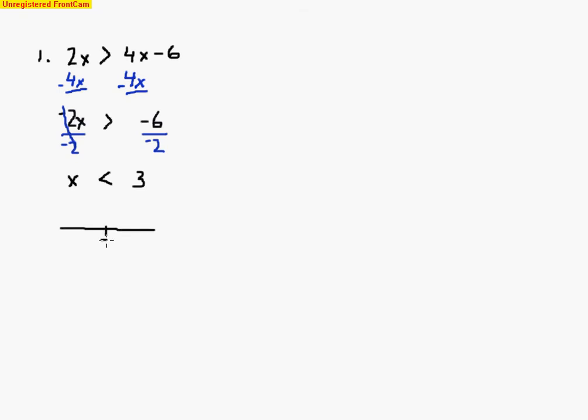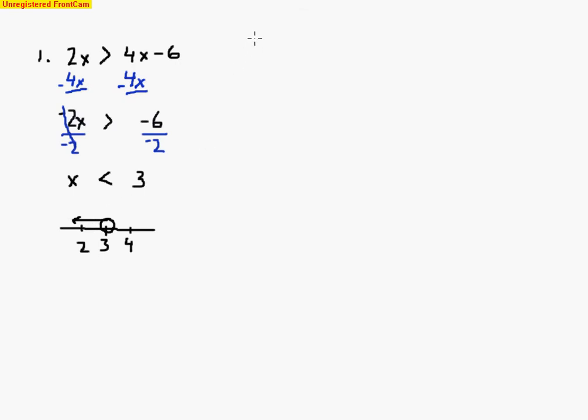So we'll start with the number 3 in the center, 4 to the right, and 2 to the left. The type of circle is open because 3 is not a solution, but the values of x have to be smaller than 3 because it points towards the x, the inequality sign, that is. So we'll draw the line in the direction of smaller values, which is to the left.